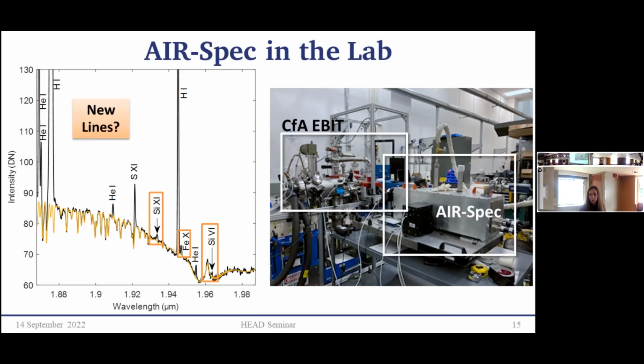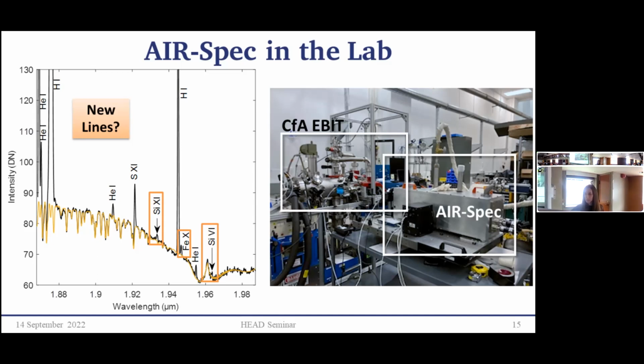And so one goal for the next couple of years is to measure them using Amy's EBIT, which is in the labs at CfA. We tried to do this measurement over the summer, and our detector just wasn't sensitive enough. So moving forward, we're hoping to get a more sensitive IR detector to measure EBIT plasma and confirm the wavelengths of these lines.